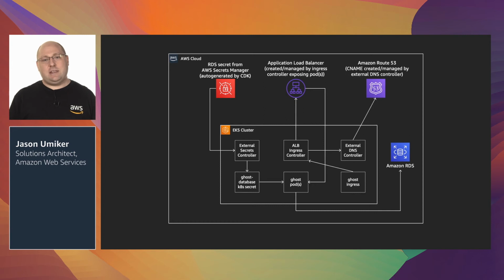And finally, we want it to have a real name, like in this case, ghost.jasonomaker.com, and so we need an external DNS controller to automatically update the CNAME that we want to match the ALB name, which is probably not a good experience for our users to be using directly.